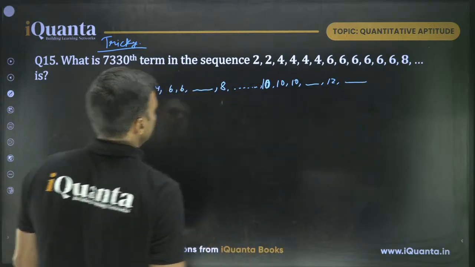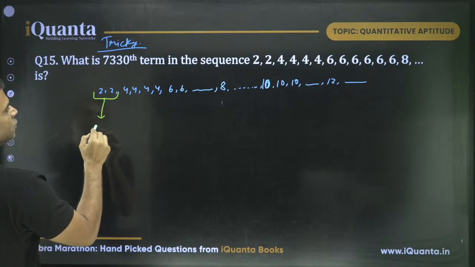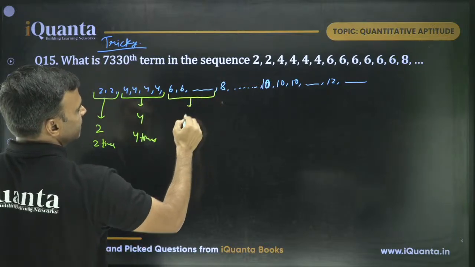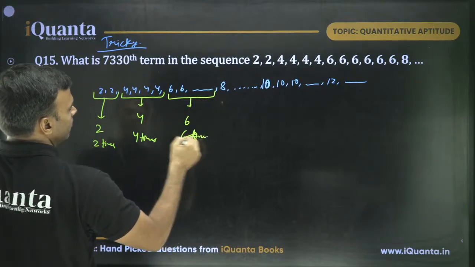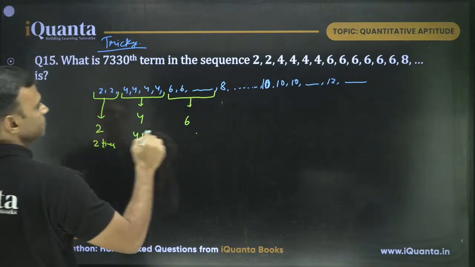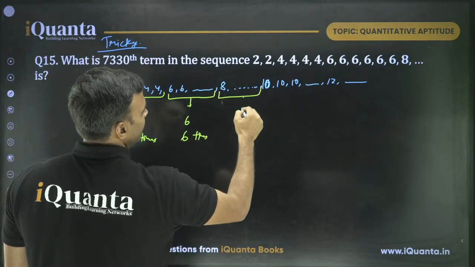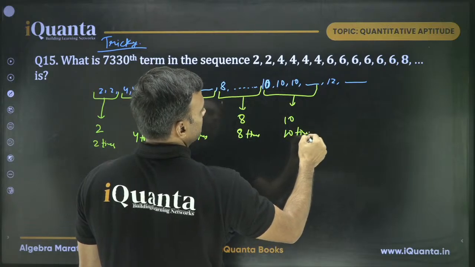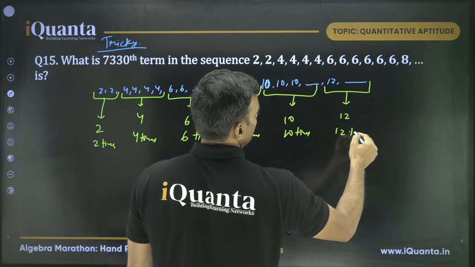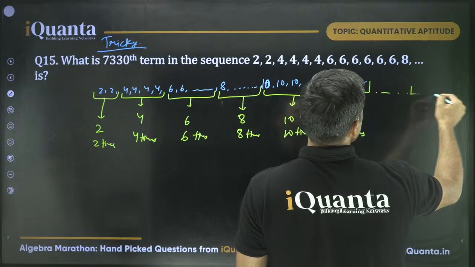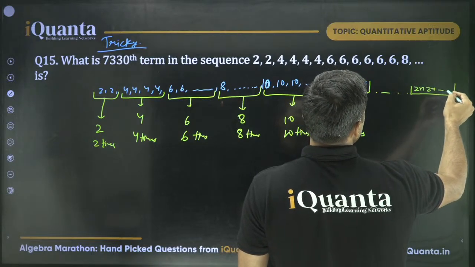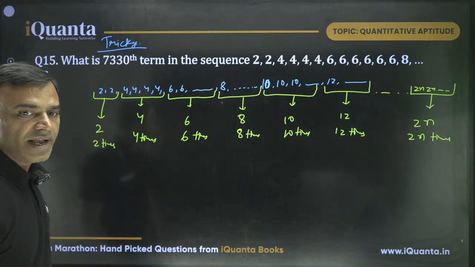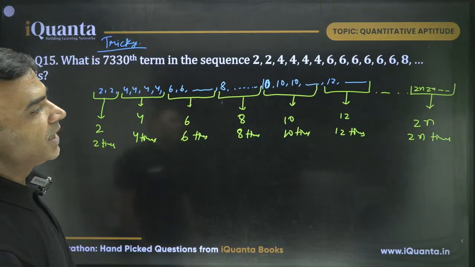12, 12. So this means what we're doing is this is 2 times. Then this is 4 times. This is 6 times. This is 8 times. 10 times. That's what it means. 12 times. And similarly it will go on, and the last segment it will be 2n. How many times? 2n times. If I'm assuming that there are n parts, then the last part will be 2n times, right?